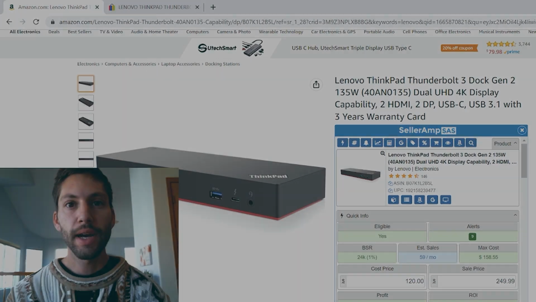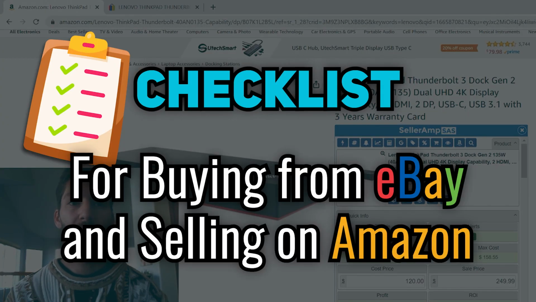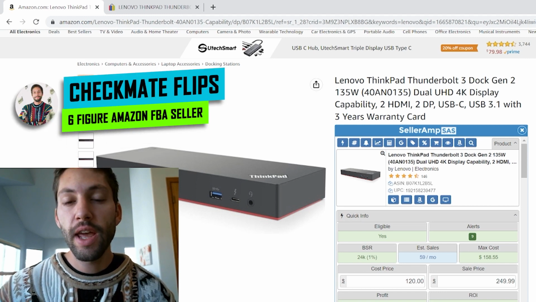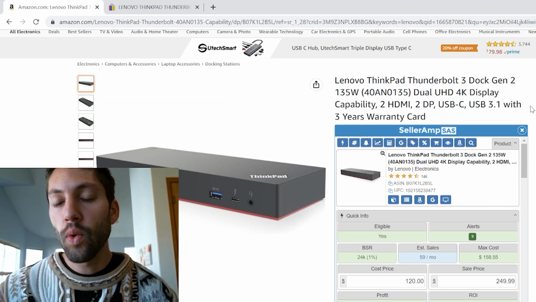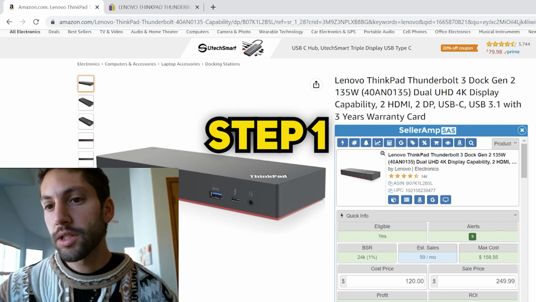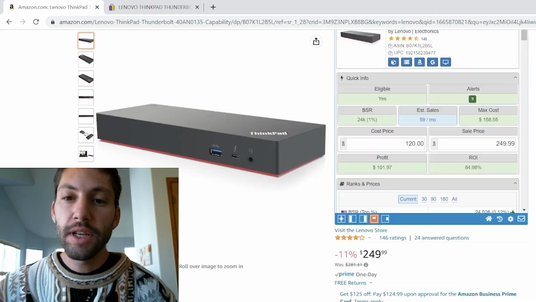Hey guys, this is my checklist for purchasing items from eBay to sell on Amazon for online arbitrage. So first, I go to the Amazon listing and I see what price we're actually going to be able to sell this for. So I'll take a look at the buy box. The buy box right now is $250.